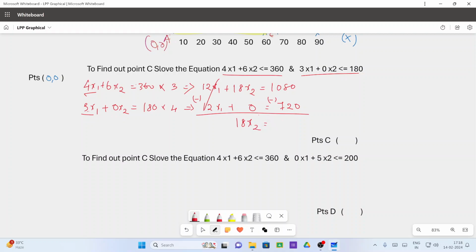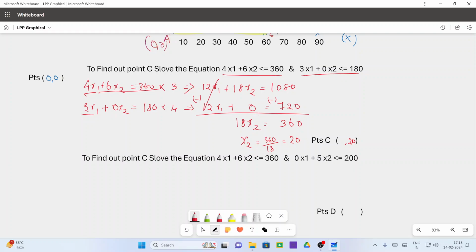which equals 360. So finally x2 equals 360 divided by 18, so finally it is 20. We found out x2, so x2 is 20. Now we have to use x2 and find out x1. You can substitute in any of these equations so that you can easily find out what x1 is.